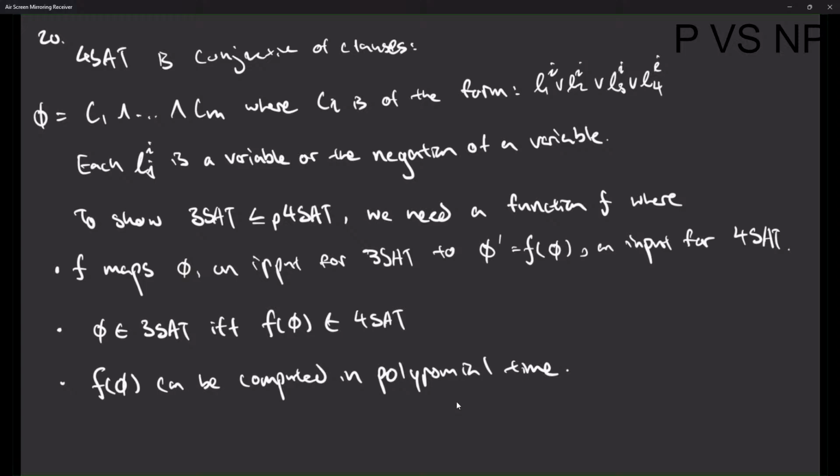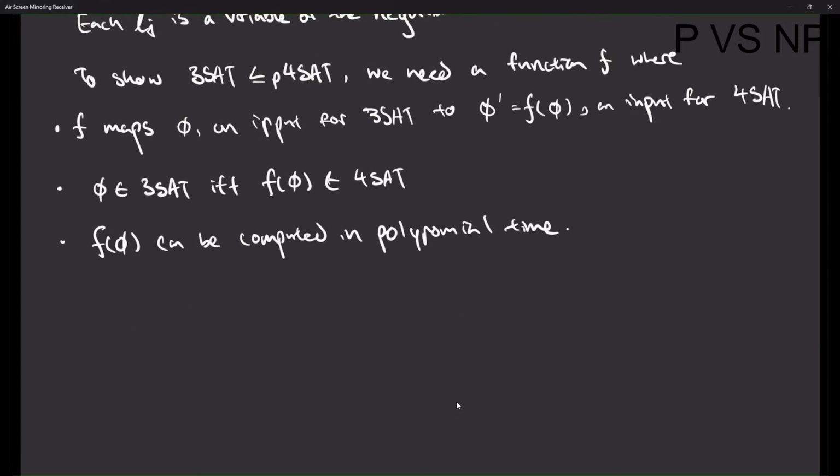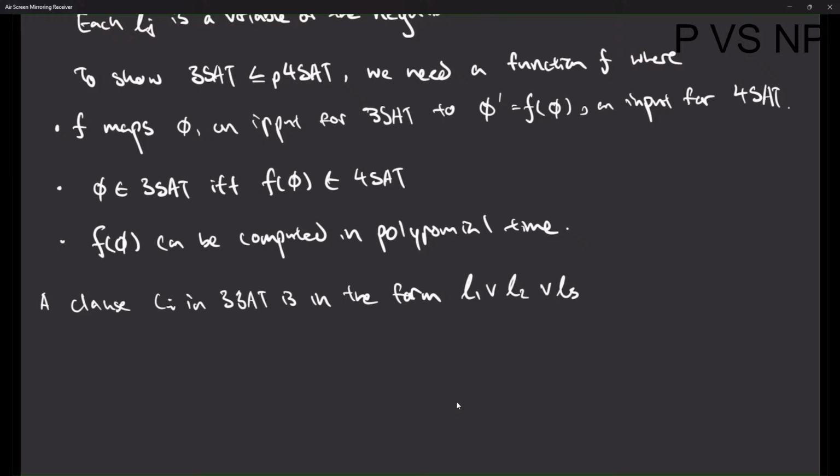Okay, now this is a kind of weird part, because we know that a clause Ci in 3-SAT is in the form L1 or L2 or L3, but any clause in 4-SAT requires four literals.